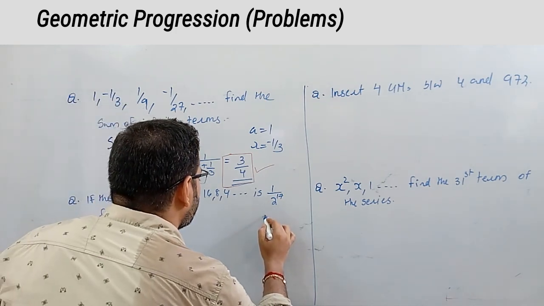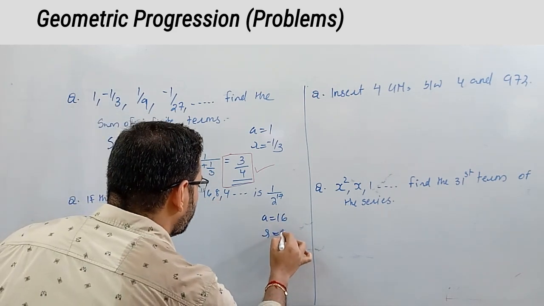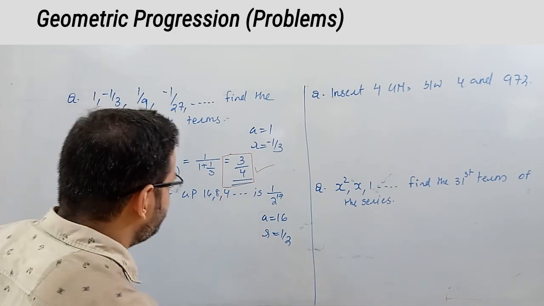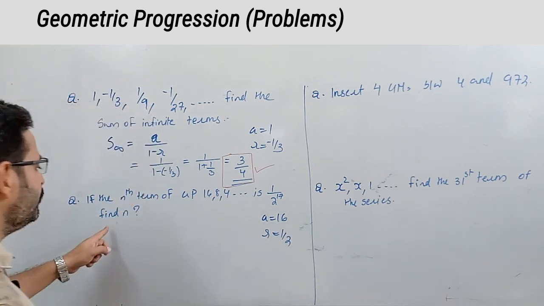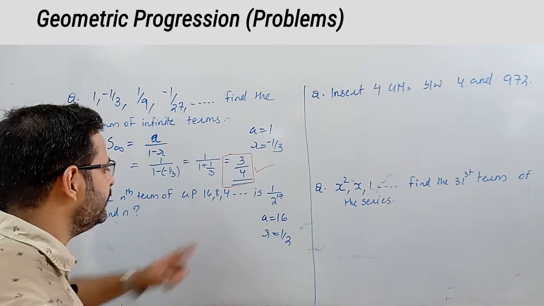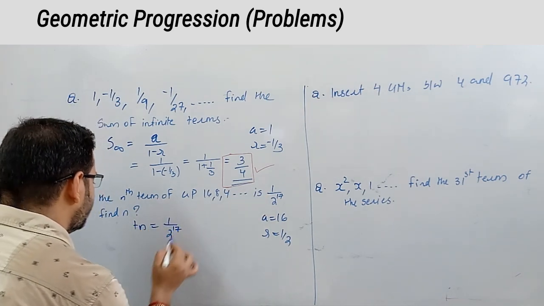First term A is equal to 16, second term 8. That means R is equal to 1 by 2. If R is equal to 1 by 2, 8 into 1 by 2 is equal to 4. That means it is a GP with the first term 16 and R is equal to 1 by 2. We have to find n. Given that Tn, the nth term, is equal to 1 by 2 raised to 17.